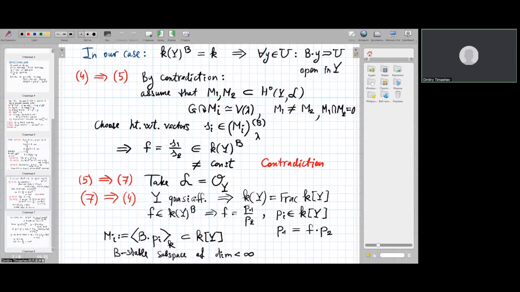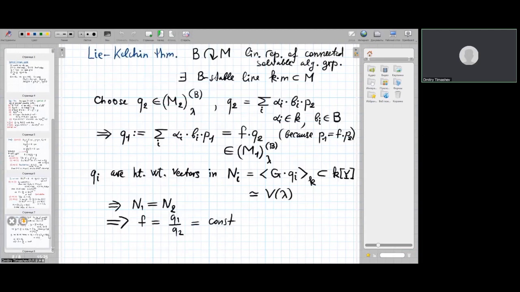The only problem is that if Y is not quasi-affine, then there may be too few regular functions on Y. For instance, if Y is projective, then there are only constant regular functions, and they are not enough to generate the field of rational functions. But there are always enough sections of line bundles to generate all rational functions. So this is the idea. And now let me explain how this idea works.